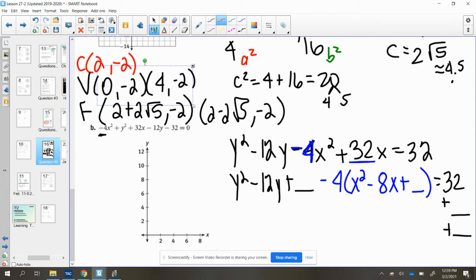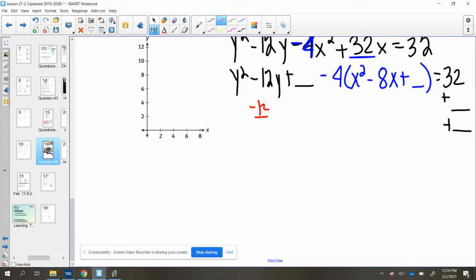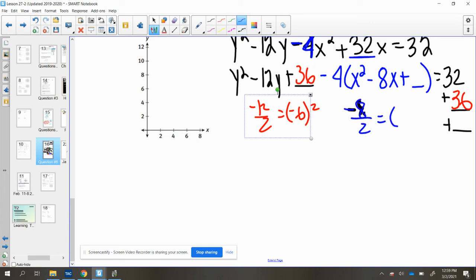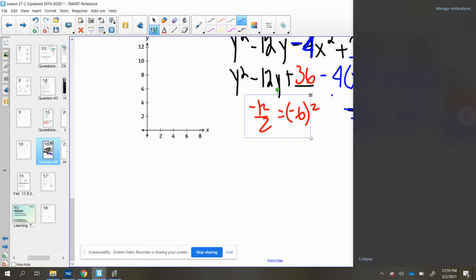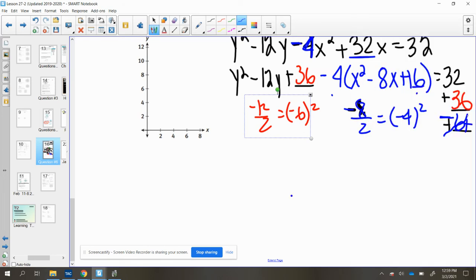So on the left, we're going to factor. We end up with -12 divided by 2 is -6. Squared is 36, and that's going to get added to the right. And then -8 divided by 2 squared is 16. But when we're adding to the other side, it's actually going to be -4 times 16. So -64 on that one would be added to the right-hand side.